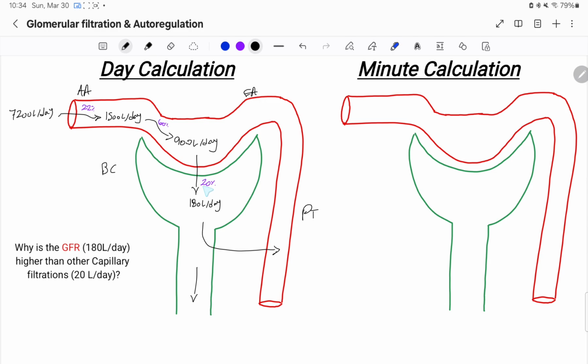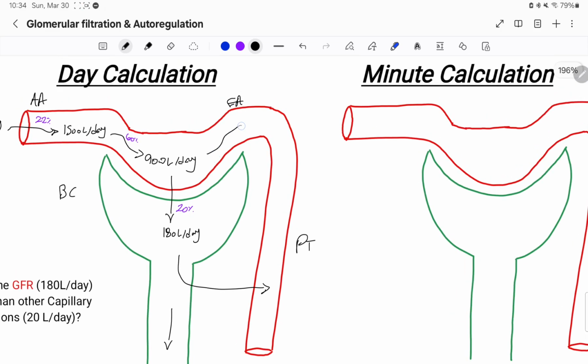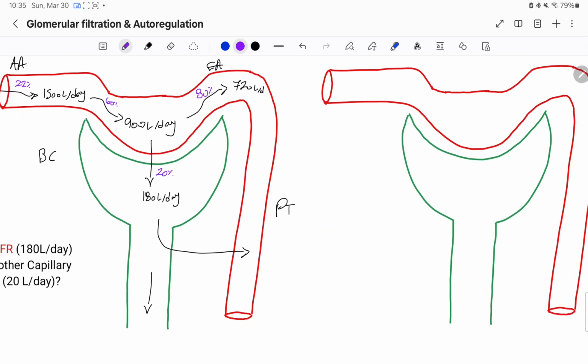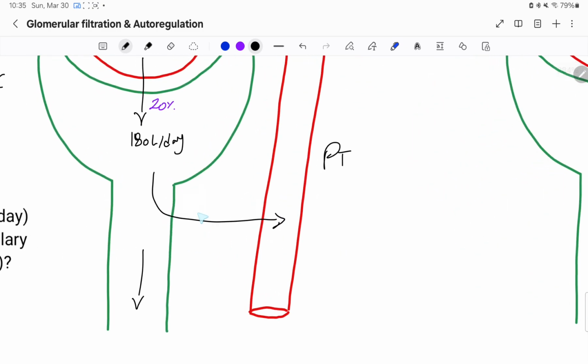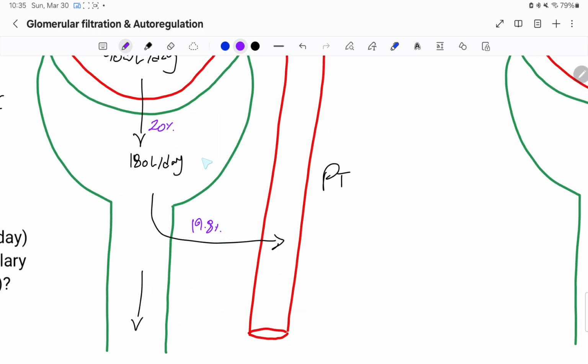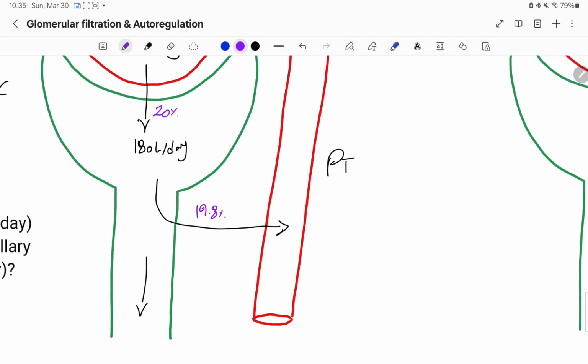All right, now let's track back here. If only 20% of that 900 liters was filtered, then that means 80% of it continued onwards in the circulation, and that was about 720 liters per day. So that was the 80%. So how much of this fluid that we filtered, this 180 liters per day, is going to be reabsorbed? Well, it's actually going to be 19.8%, actually, let's keep it consistent, 19.8% out of that 20%.